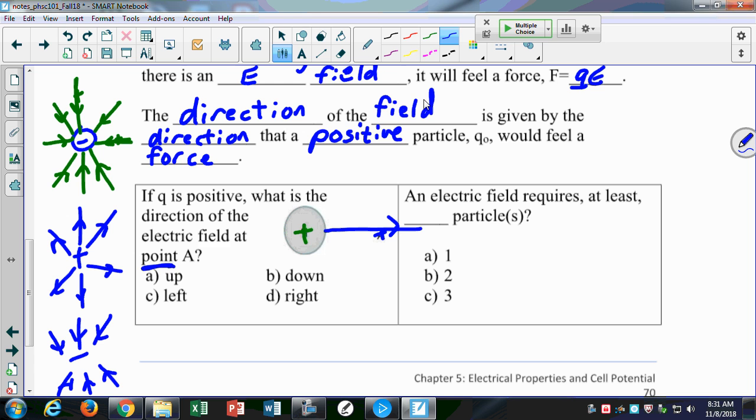All right, let's try this next one. An electric field requires what? At least how many particles to have an electric field? All right, a few more seconds. Let's stop at 20.